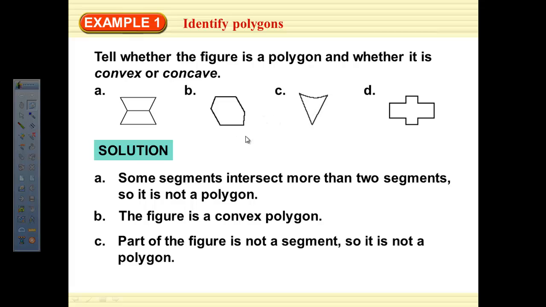And for the last one, if we look at it, we have segments going all the way around here, so it is a polygon. In this case, if you notice, it has these caves here, it has indentations. So here there's a cave, there's a cave, here there's a cave, and here there's a cave. So this would be a concave polygon.